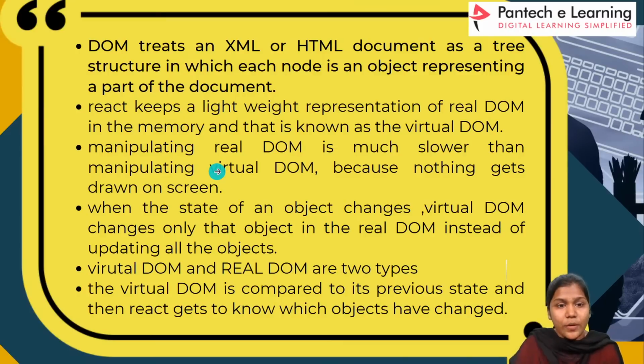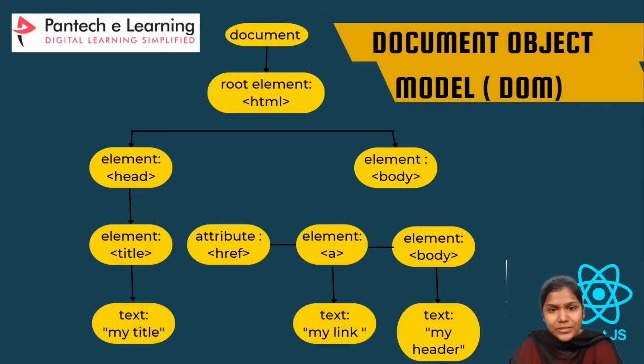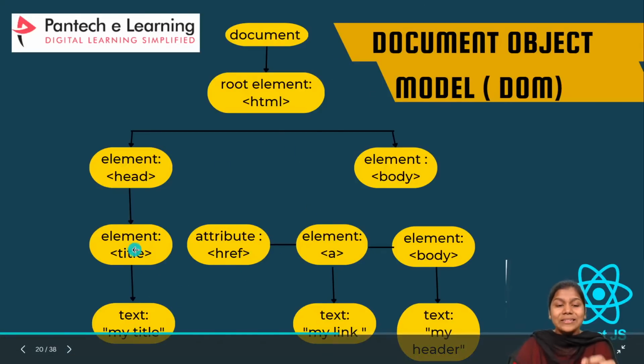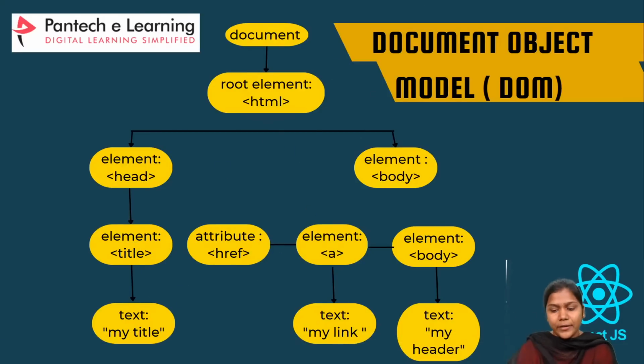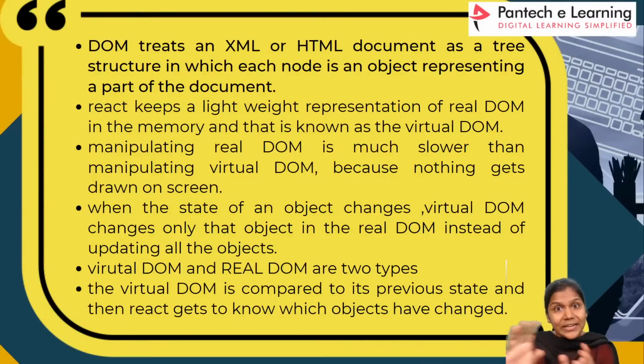into consideration. React keeps a lightweight representation of the real DOM in memory, and that is known as the virtual DOM. It is nothing but, suppose you want to change any content in the web page, and you directly change it in the DOM, the content has to be remodified again, correct? But if you change the data in the virtual DOM, it doesn't affect. After changing the state of the data only, it will be modified automatically.